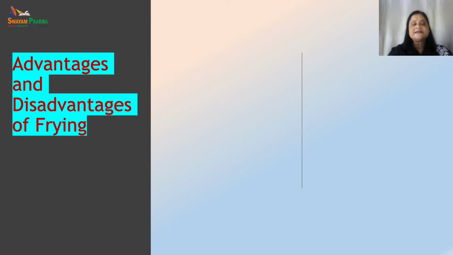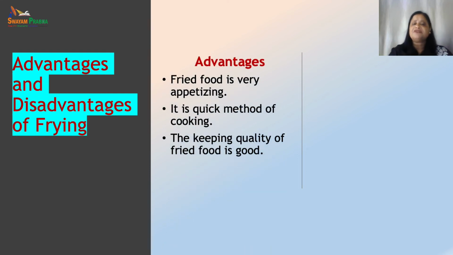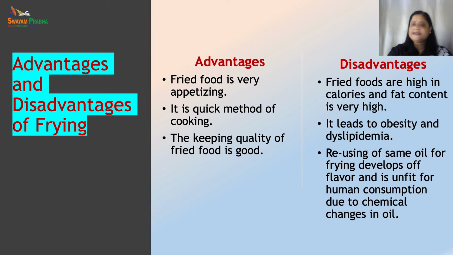Advantages and disadvantages of frying. Advantages. Fried food is very appetizing. It is a quick method of cooking. The keeping quality of fried food is good. Disadvantages of frying. Fried foods are high in calorie and fat content is very high. It leads to obesity and dyslipidemia.